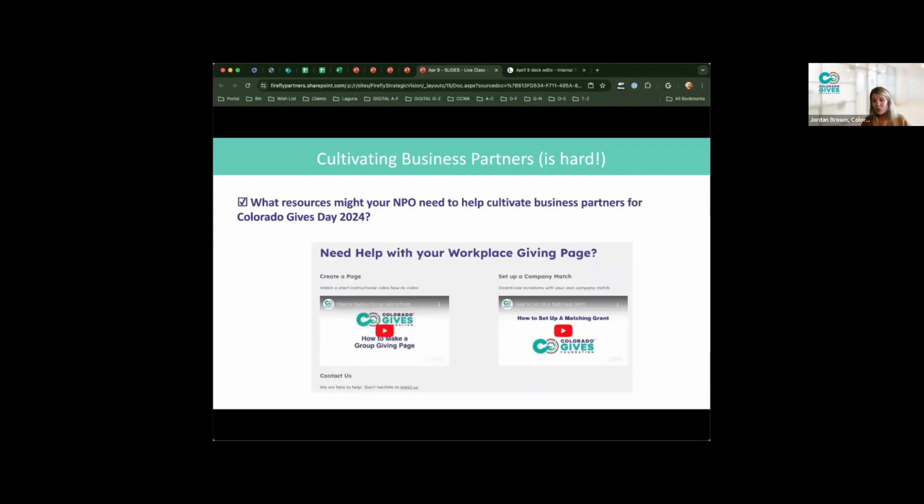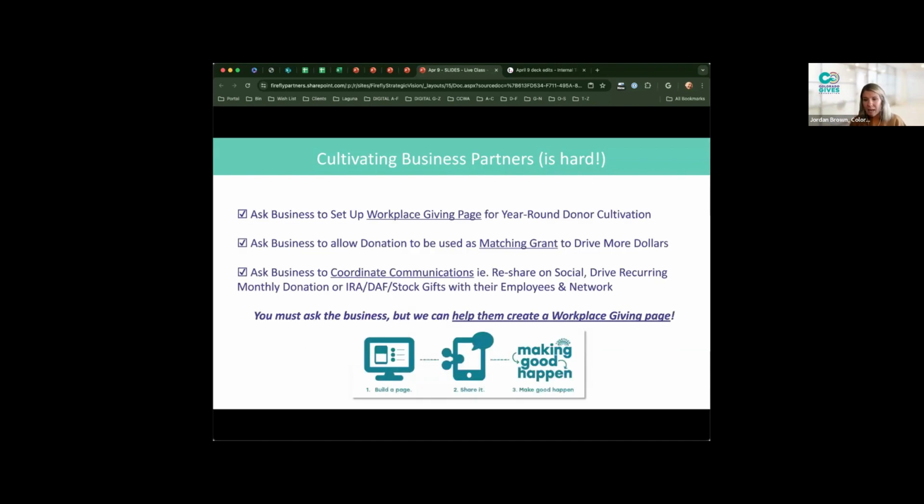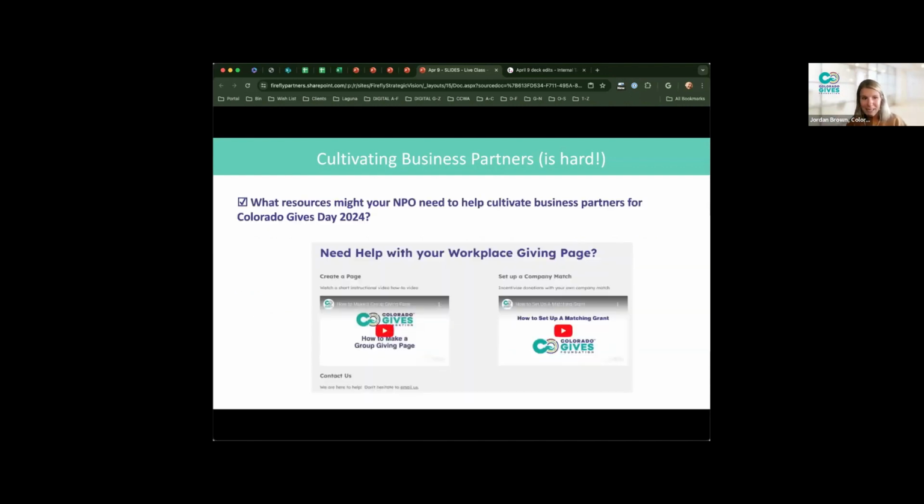And then the last thing I'll remind you, which may make sense, is to coordinate your communications, which can be hard with for-profit businesses because they have all their own agendas. But I think it's really important to get on the same page. Maybe this year they can't cut you a check. Maybe this year they can't create a workplace giving page, but gosh darn, they can put your campaign in their newsletter, they can reshare your posts on social. So just give them different opportunities and levels to be a good business partner related to your online fundraising campaigns. And if you need help creating a workplace giving page, we have people that can do that. So we're happy to help.